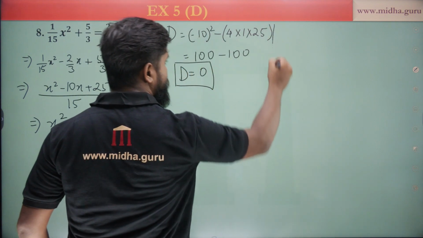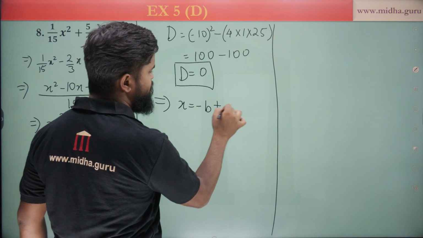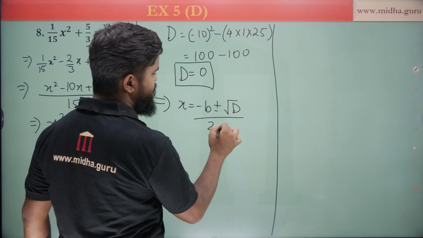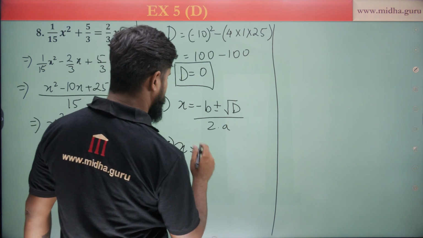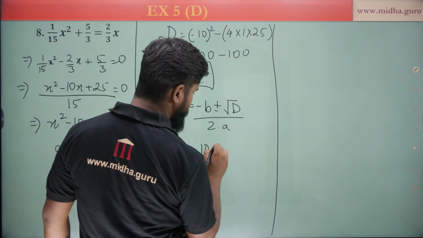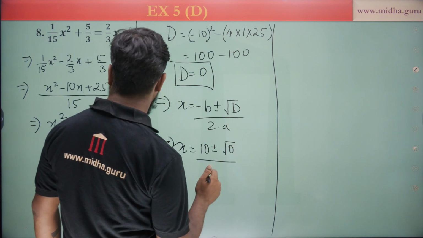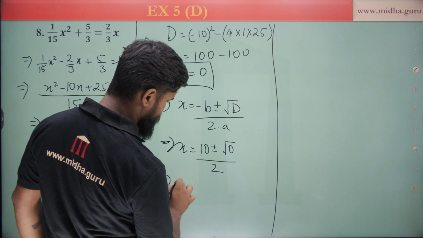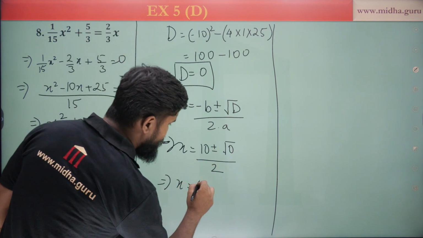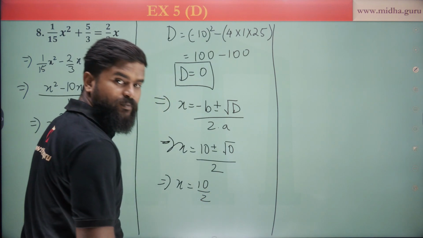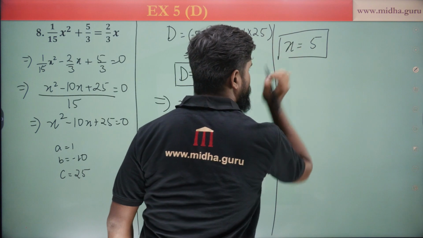How that comes about will be clear when we substitute the values in the quadratic formula, which is minus b plus or minus the root of D divided by twice of a. Now if we substitute minus b, b is minus 10, so it becomes 10 plus or minus, since D is 0, the root of 0, divided by 2 into a, which is nothing but 2. So x is equal to 10 by 2, and both the roots of x are 5.